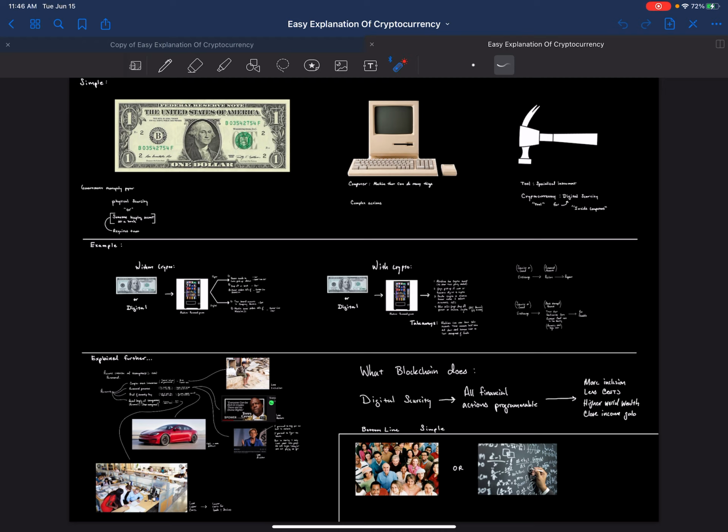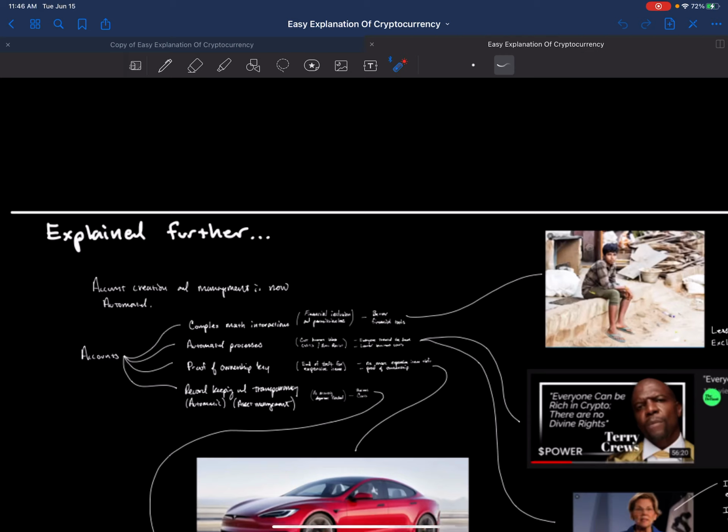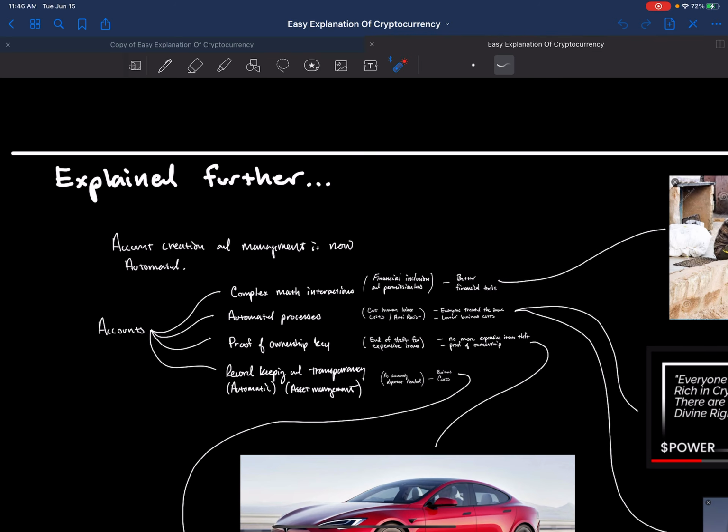Okay. So now to get into even more, if that was too much for you, I just tried to deliver the simplest explanation I could. But now I'm going to explain even further. Okay. So account creation and management is now automated. So accounts, right? What can you do with automated accounts?